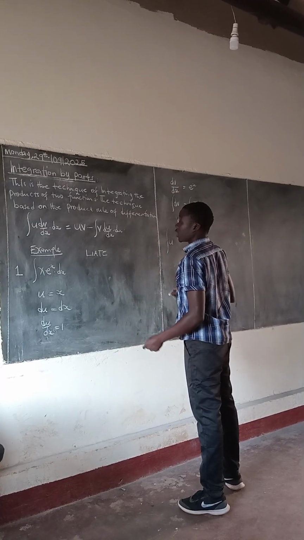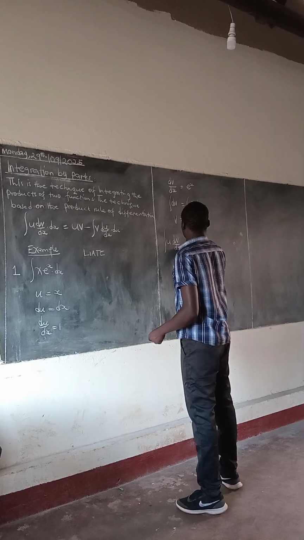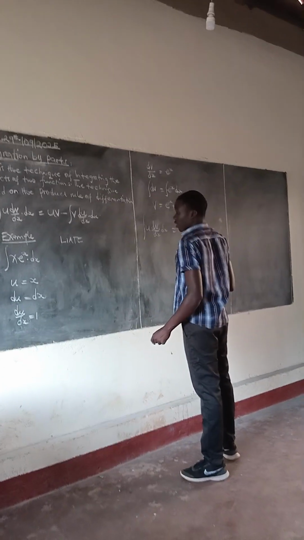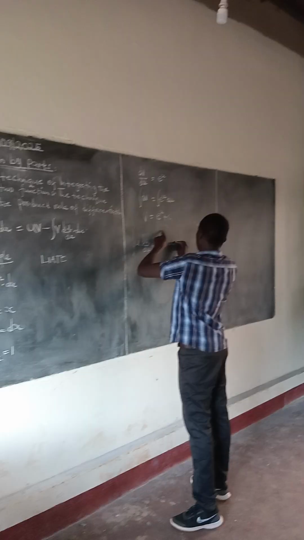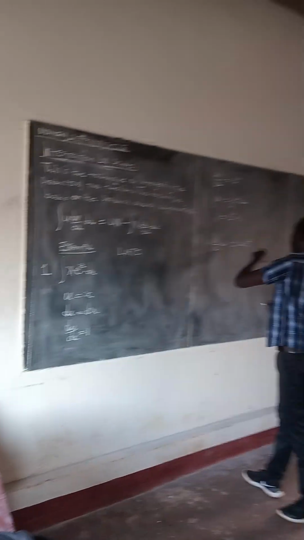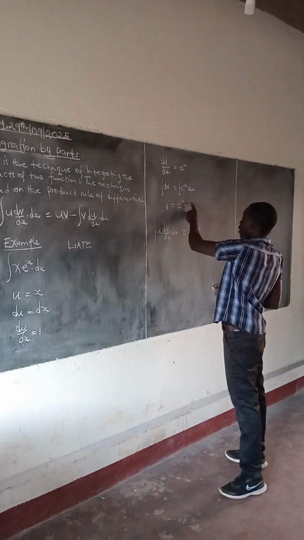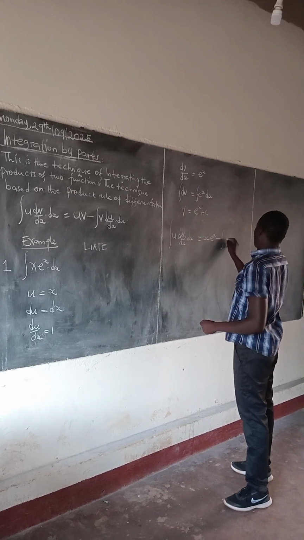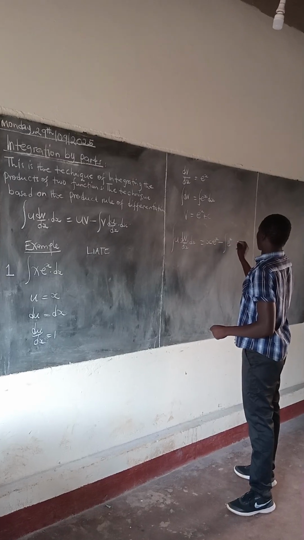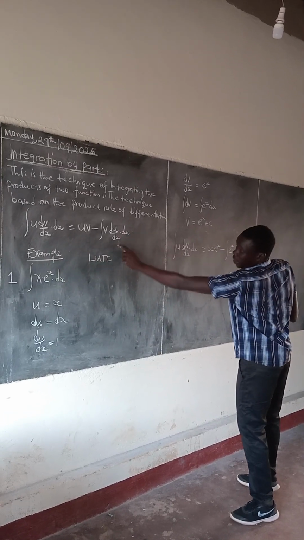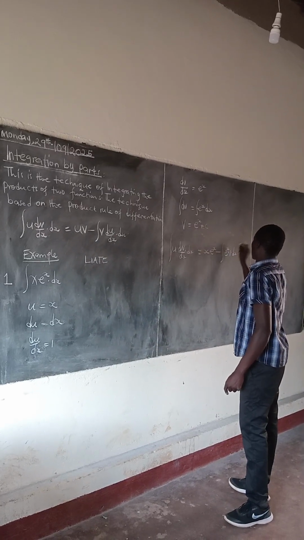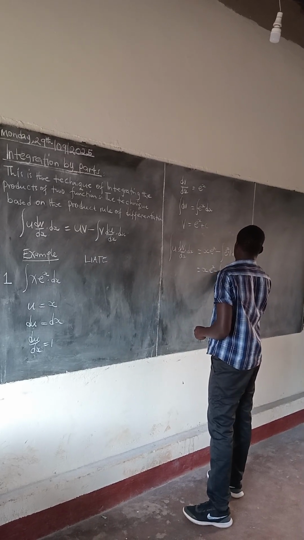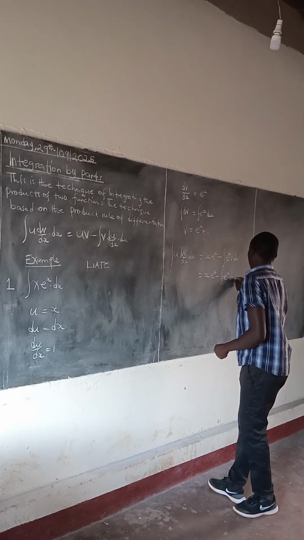From the formula, the integral of u dv/dx with respect to x should be equal to our u, which is x, multiplied by the value of v, e^x, where we are not considering the constant of integration, minus the integral of v, which is e^x, times du/dx, which is 1, with respect to x. This equals x e^x minus the integral of e^x with respect to x.